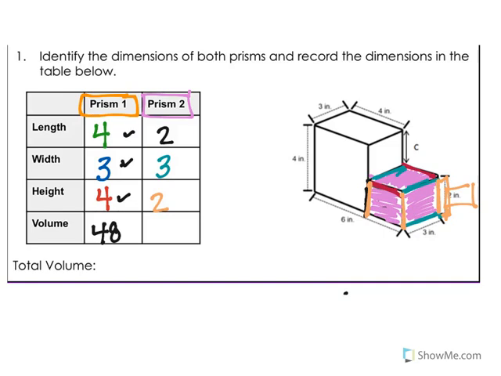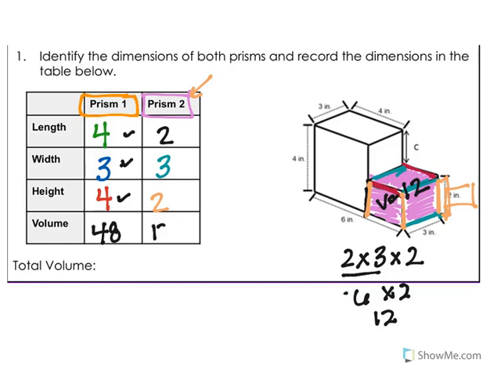So these are all our dimensions for prism, sorry, I keep calling it prism 1, I meant prism 2. So these are all our dimensions for prism 2. If we take the length times the width times the height, that will tell us our volume for prism 2. I know 3 times 2 is 6, and 6 times 2 is 12. So the volume of this prism is 12 cubic units. And as we found earlier, the volume of this prism was 48 cubic units.